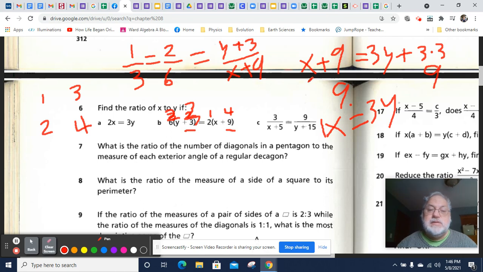So the ratio of x to y is going to be 3 to 1. So x to y is 3 to 1. And the way we write that is x is to y as 3 is to 1. Okay.